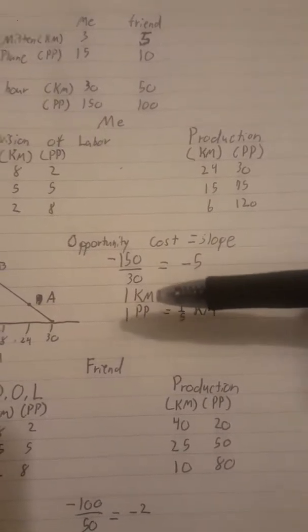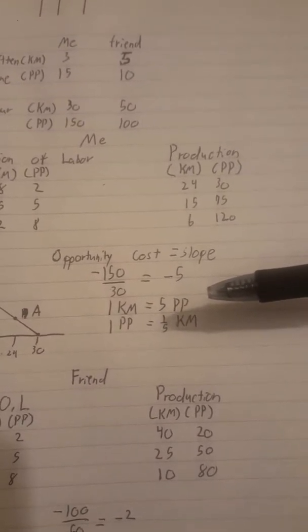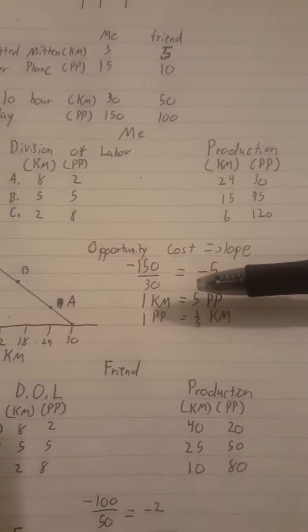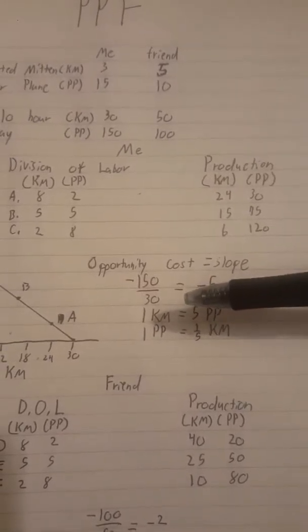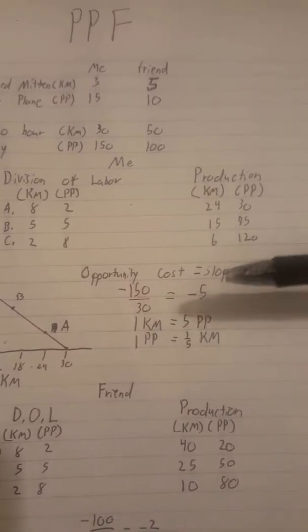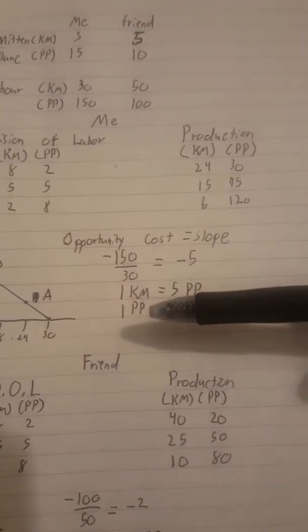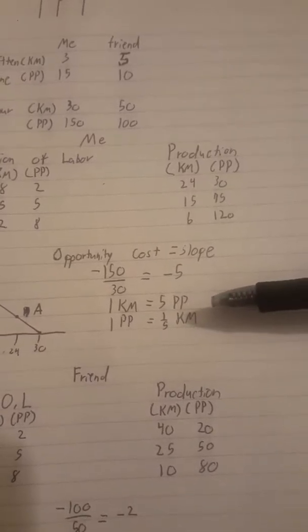And then that becomes 1 knitted mitten equals 5 paper planes. And that's my opportunity cost. So whenever I make 1 knitted mitten, I could have been making 5 paper planes. And vice versa, whenever I make 1 paper plane, I could have been making 1/5 of a knitted mitten.